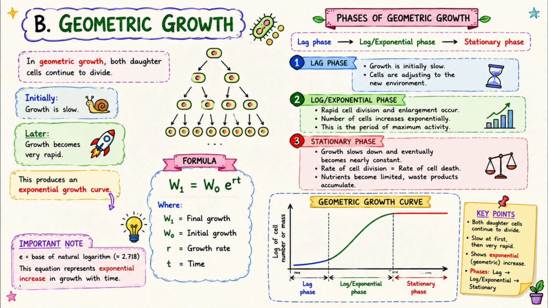The mathematical expression for geometric growth is W1 equals W0 into e raised to RT. Here W1 represents the final growth, W0 represents the initial growth, R represents the growth rate, and T represents the time period. So in simple words, geometric growth means slow growth in the beginning followed by very rapid growth and finally a stage where growth becomes almost constant.